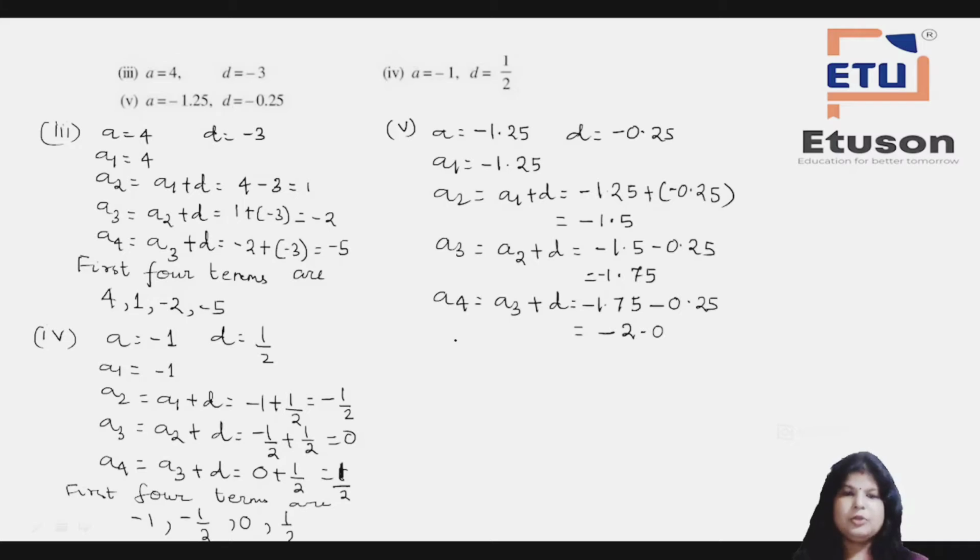Correct or not? So what are your first four terms? So first four terms are minus 1.25, minus 1.5, minus 1.75 and minus 2.0. Correct? Hope you have understood, children.